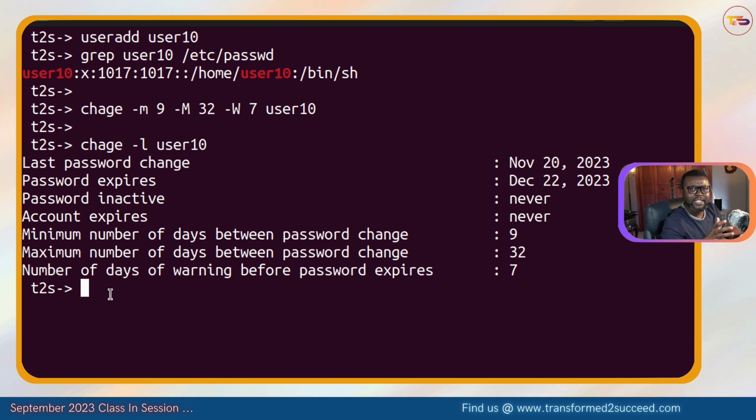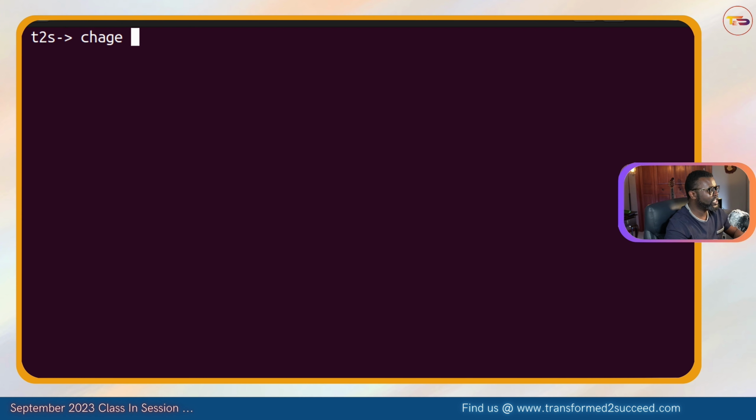The last thing that we need to do now is to set the account to expire on December 31st. To do that, I'm going to clear my screen. We use the chage command, then the option uppercase -E, and this is the format: you write the year, then the month, which is 12, and then the day, which is 31, and we apply this to user10 and press enter.